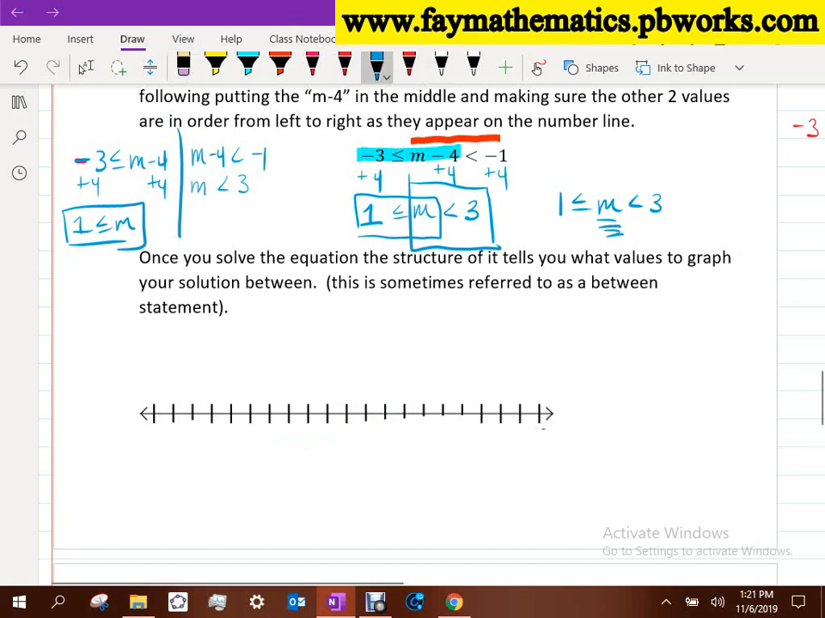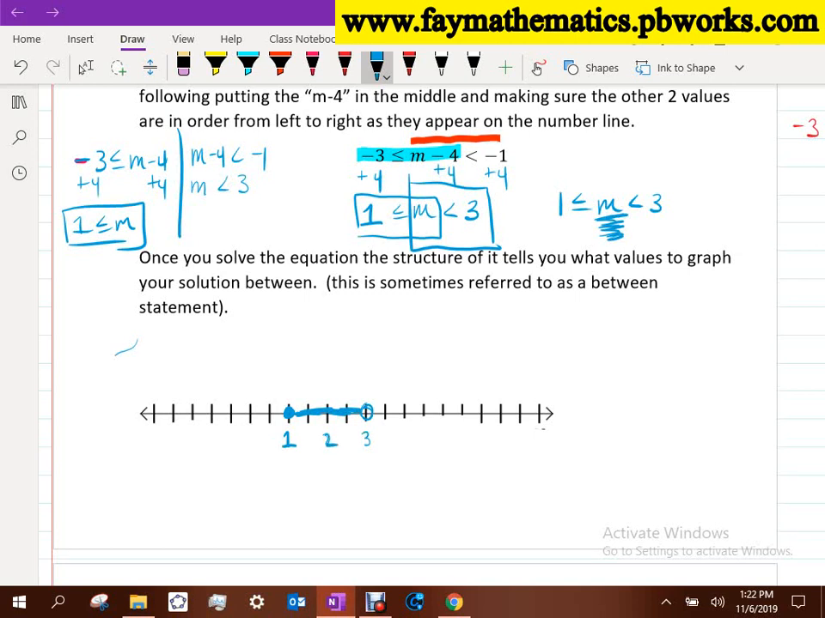I'm going to say that this here, let's say that's 1. Let's go by 2. So there's 2. There's 3. So let's say 1, closed dot, 3, open dot. But m is all the numbers that are between. So that would be all the numbers between. So that would actually be our answer. Okay? From 1 to 3, and shade in between.